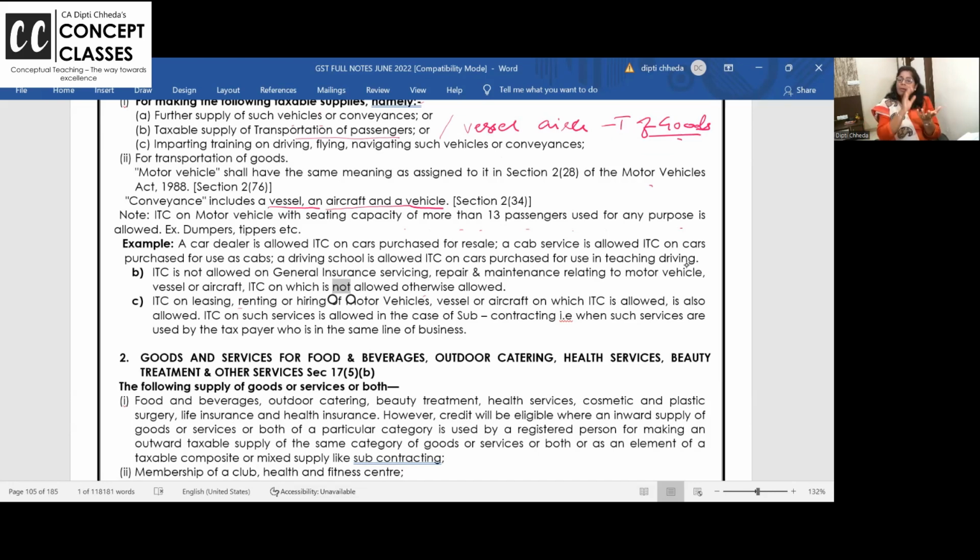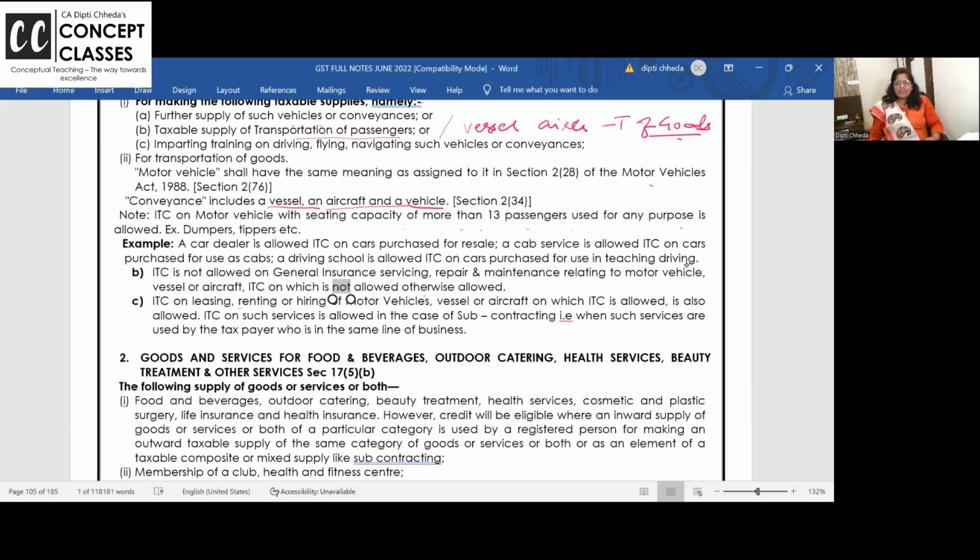Answer is no. But on this vehicle, I am paying insurance, repairs and maintenance. And on insurance, repairs and maintenance, it's a kind of service. I am paying GST. Can I take credit of GST paid on insurance, repairs and maintenance? Answer is no. From now onwards, coming 1 hour, I'll be giving you n number of examples.